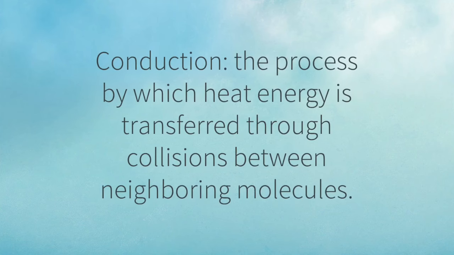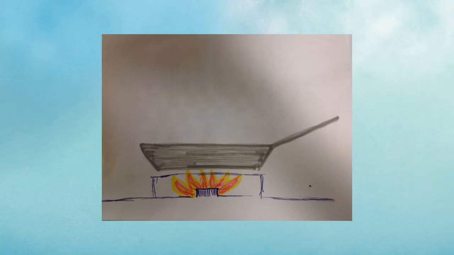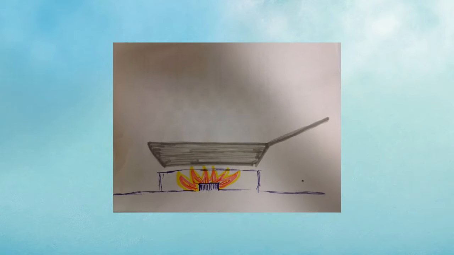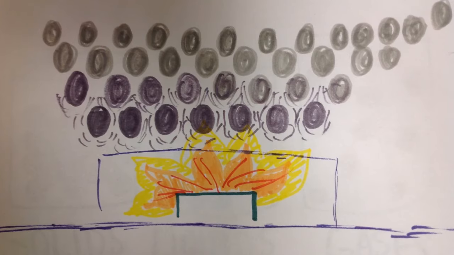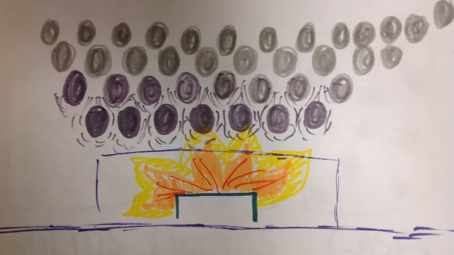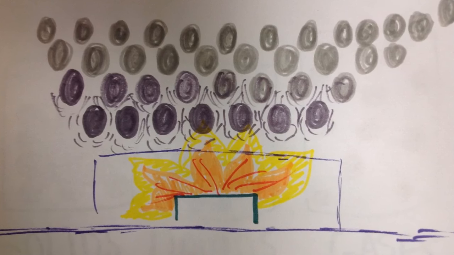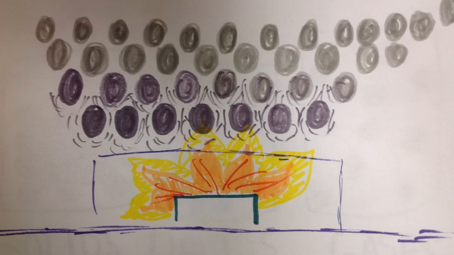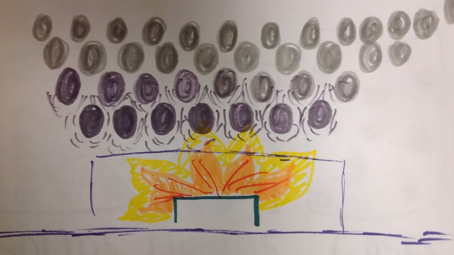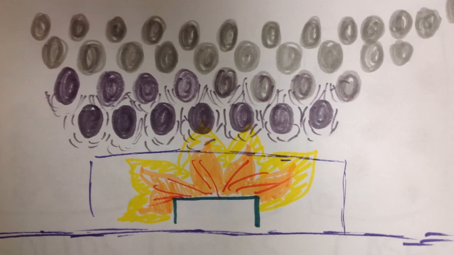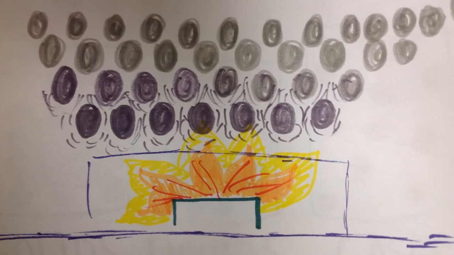Conduction is the process by which heat energy is transferred through collisions between neighboring molecules. To further explain this concept, let's examine a frying pan on a gas stove. As the flame heats the metal, the molecules that have direct contact with the flame start to vibrate. These molecules then vibrate against neighboring molecules, which in turn vibrate against their neighboring molecules until all the atoms that make up the pan are vibrating. This movement or vibration of the molecules releases heat. At this point in conduction, if you were to touch any part of the pan, you would burn yourself.